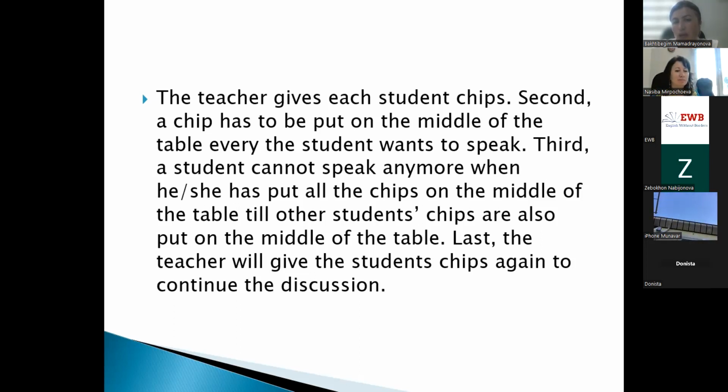Third, a student cannot speak anymore when she has put all the chips on the middle of the table, till other students' chips are also put on the middle of the table. Last, the teacher will give the students chips again to continue the discussion. So this is also a very good technique for teachers to engage students, especially those who do not speak more. And again, she gives those chips to them, and they are forced to speak.